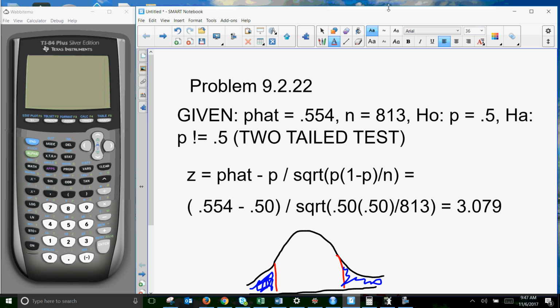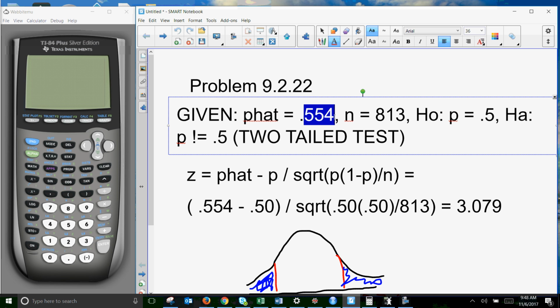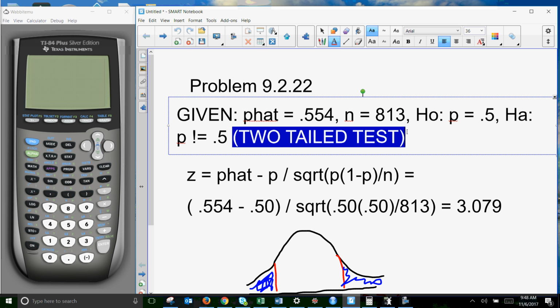So from that, we got some given information. We got that p hat, the sample proportion, was 0.5540. We got that n was equal to 813. It told us that the null hypothesis was that p equals 0.5, and the alternate hypothesis that p is not equal to 0.5. Let's keep in mind this is a two-tailed test.